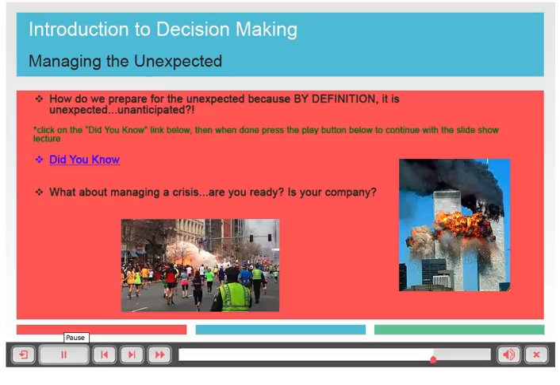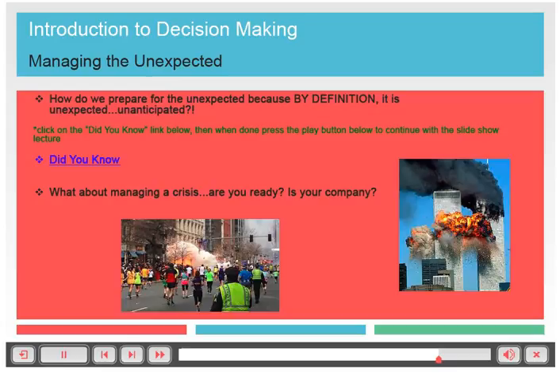So we move from making decisions under uncertainty and ambiguity, and really what we're talking about is how to manage the unexpected. How do we prepare for the unexpected by definition, because it is not something we plan for? It's unanticipated. Can you plan for something that you don't anticipate, that you didn't even know was going to occur? Did anybody think that they needed to plan for the Boston bombing during the Boston Marathon, or the World Trade Center towers collapsing? How do you manage that? How do you be ready for that?